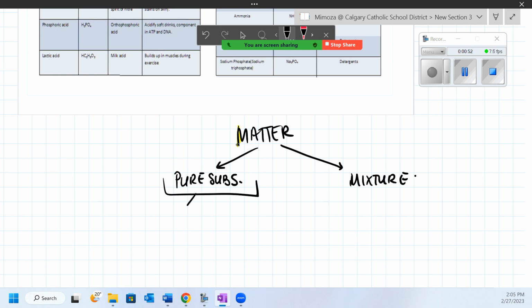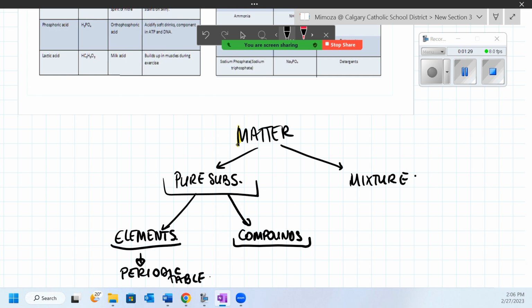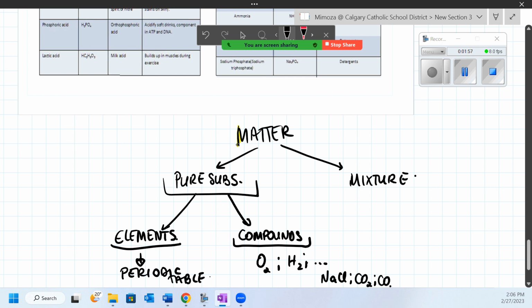And then we went further and found the subgroups of elements, which are everything that we see in the periodic table. And the second subgroup within the pure substances is compounds, which is nothing but elements bonded together. So one atom is bonded with another atom, which can be of the same type, like in the case of O2 or H2, or can be combined with another one, like NaCl or CO2 or CO and so on.